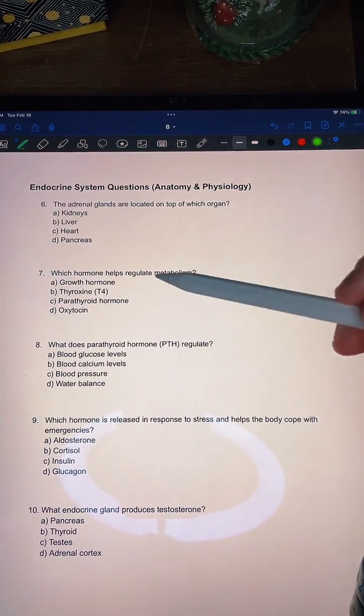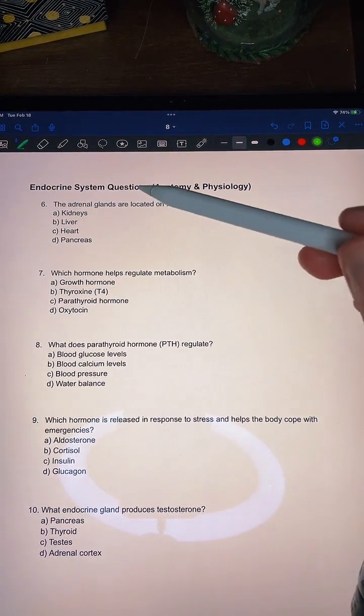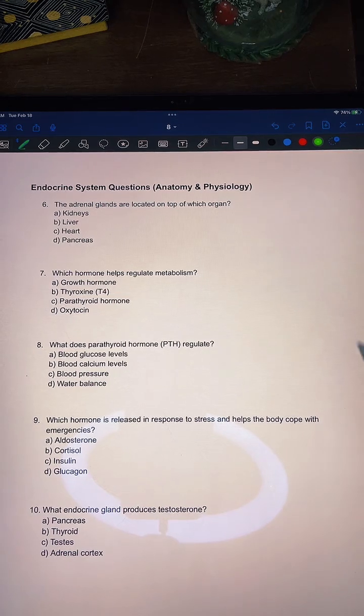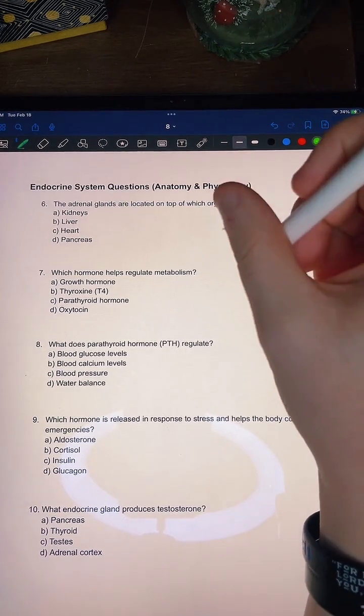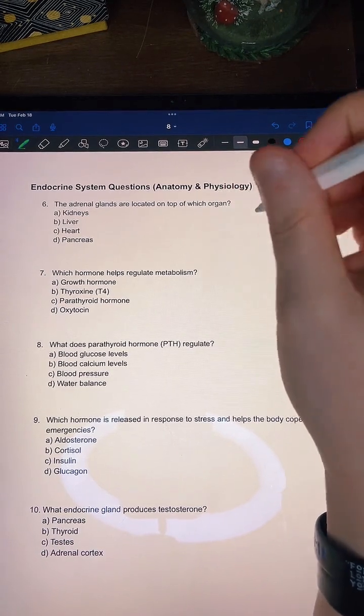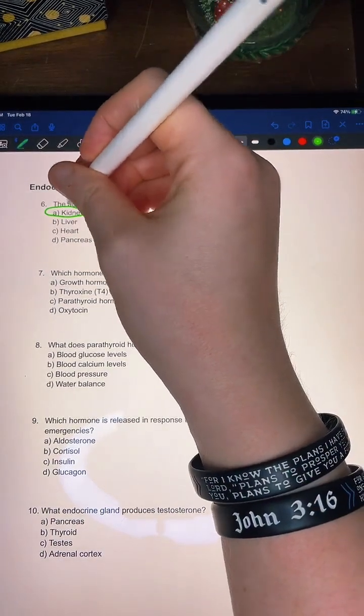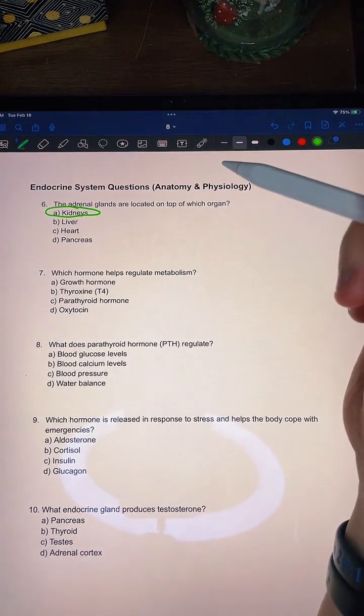Alright, so we're on number 6 now. The adrenal glands are located on top of which organ? This is an anatomy question per se, as opposed to physiology. What do we think? A. Yes. Good job. And move on to number 7.